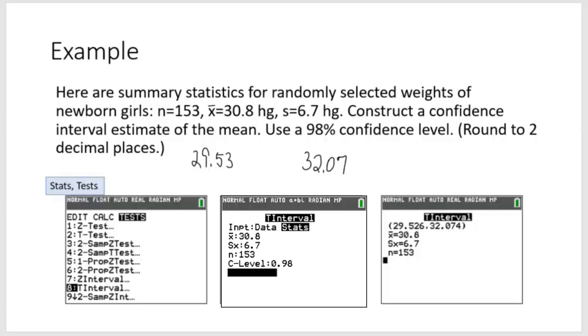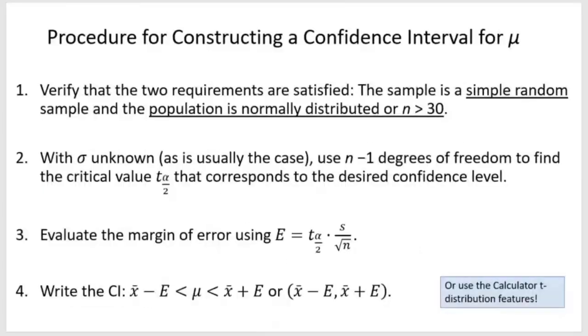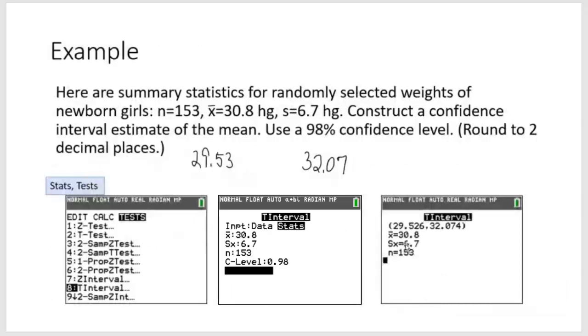Okay, so now let's go back a little bit and look at how this said you could write it. Mu is in between those values, okay? Or you can write those values and put a comma in between with the parentheses, and that's what you see here on the calculator display. So this is one way of writing it, but the other way of writing it is to say that mu is between those two values.